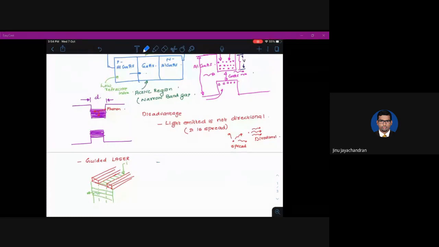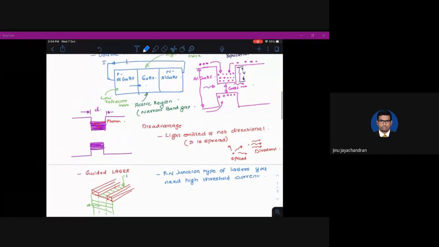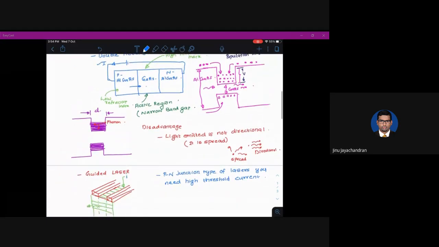And the other disadvantage is, this is basically based on some kind of a PN junction, right? So for PN junction type of lasers, you need high threshold current. Threshold current is this current I that we inject. So to have a lasing action in this type of lasers, you need to give a high amount of current. Then only this population inversion will happen, and then only the lasing action will happen. That is another disadvantage.